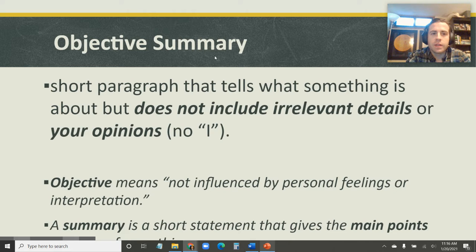And what this is, is just a short paragraph that tells me the main points of this article. It doesn't have to be super long. It's going to be about 3 to 5 sentences. It's just including the relevant details. There is no opinion in this yet.